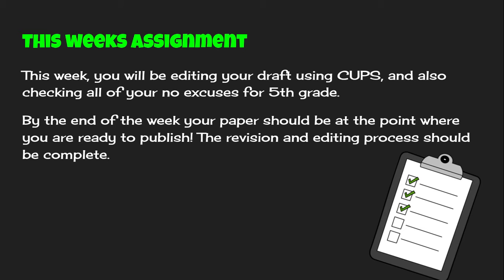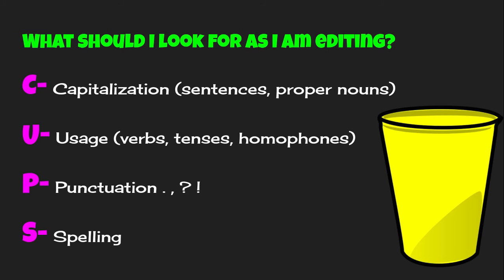The revision and editing process should be complete by the end of this week. So, what are some things that you should look for in your paper as you're editing? Capitalization is one. You definitely want to make sure all of your sentences start with a capital letter. You also want to check your proper nouns, names of people, names of places, months, things like that. Make sure they start with a capital letter.